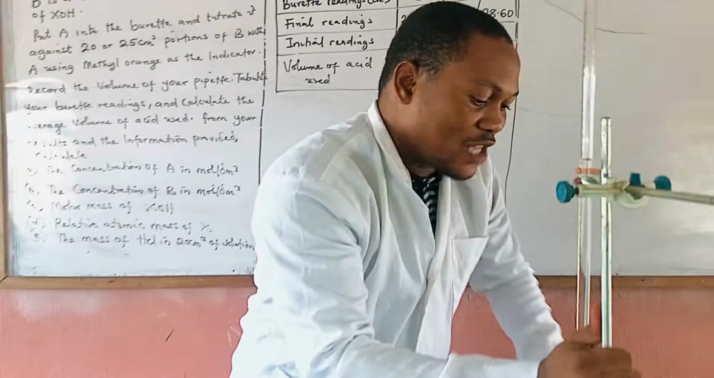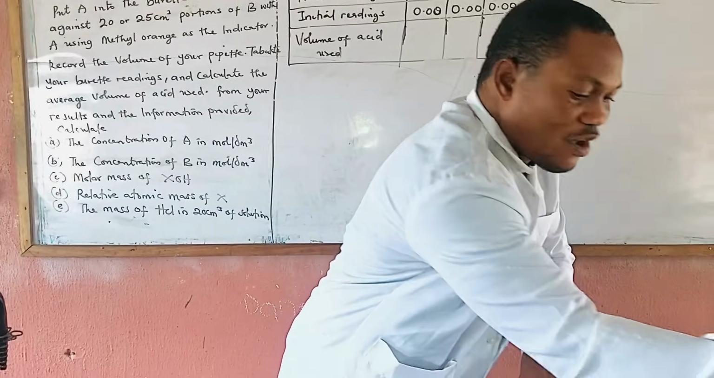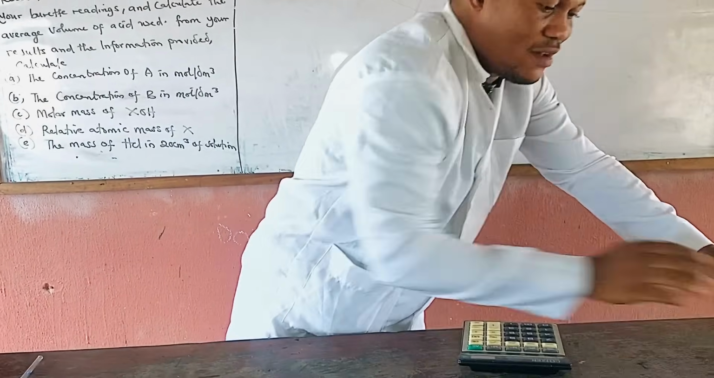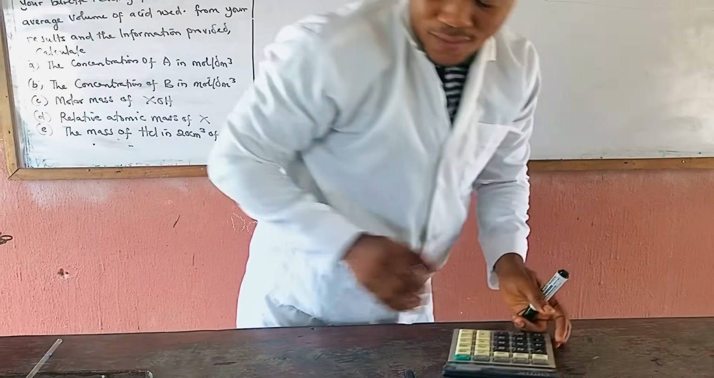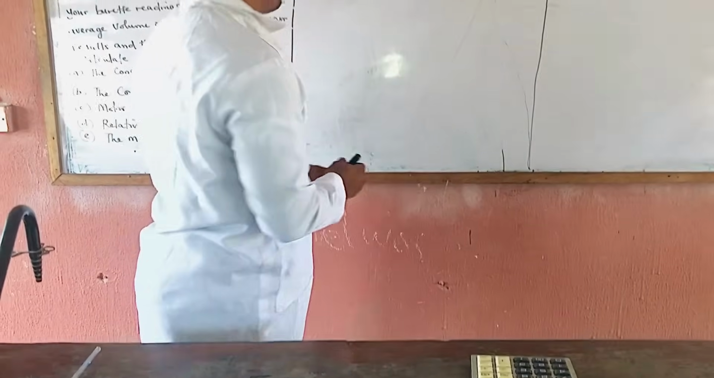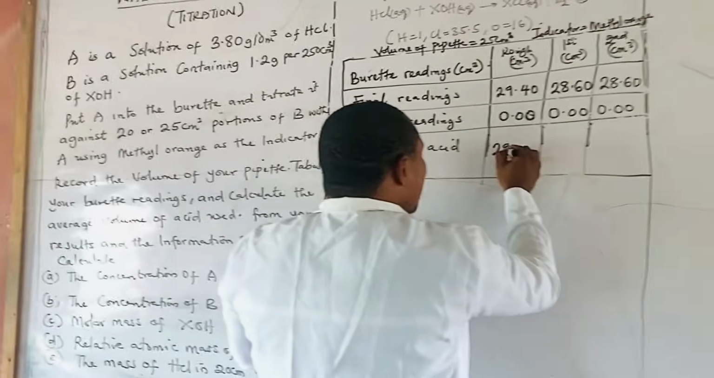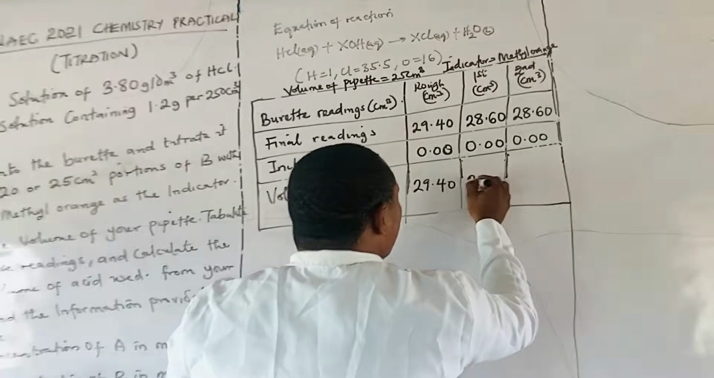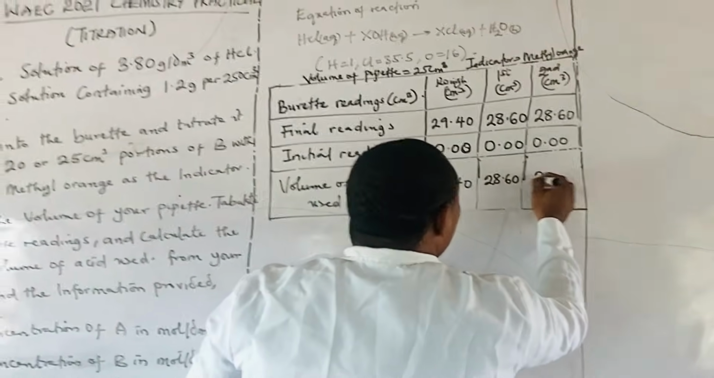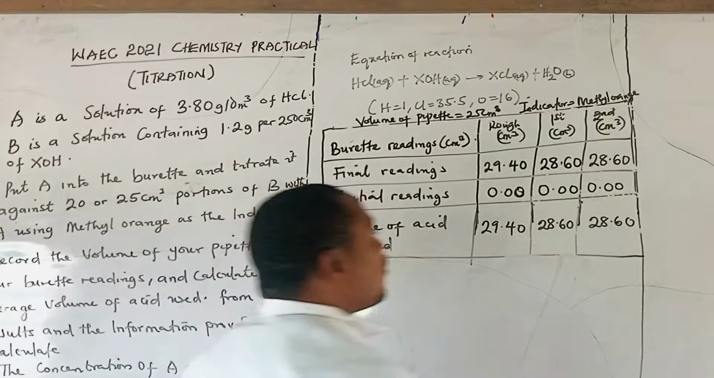So let's have this here now. Let's bring this so that you don't obstruct us, because we are going to the calculation aspect now. Okay, now we have 28.60. So we subtract now, we're going to have 29.40, we have 28.60, okay? We have 28.60, have it together now.